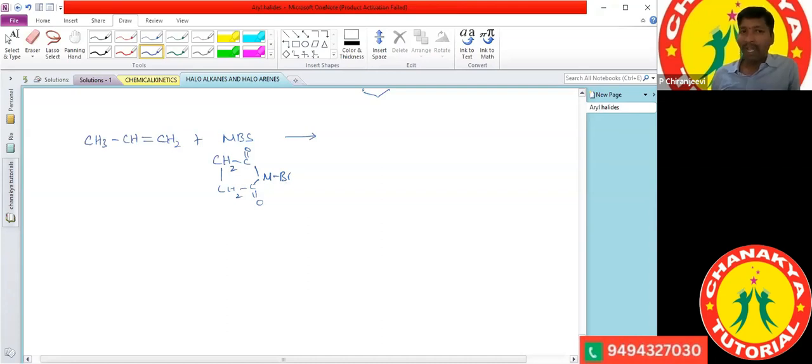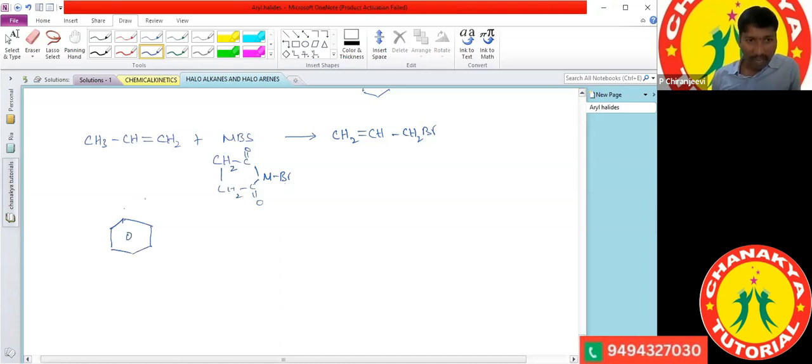Bromine is going to be substituted at the allylic position. According to that, how can we write it here? CH2=CH-CH2Br. To make you confused, I'll write one more structure, and can you tell me the answer here? Okay, now here it is given like this.